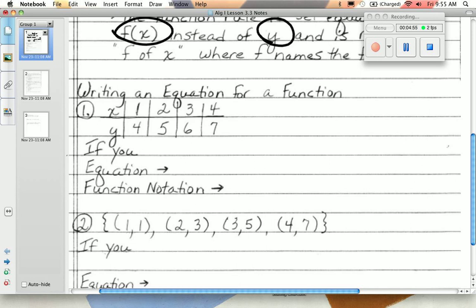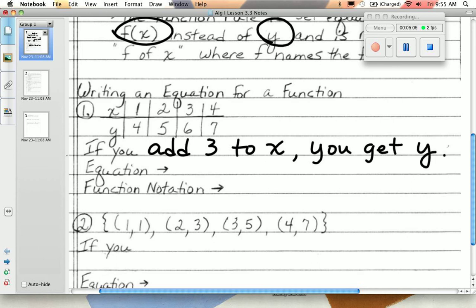So let's put that down in words. If you add 3 to x, you get y. So we're writing the function rule in words. Well, then what would the equation look like? x plus 3 equals y. X plus 3, or 3 plus x, doesn't matter, addition's not fussy. x plus 3 equals y. There's our equation for that table, for that function.